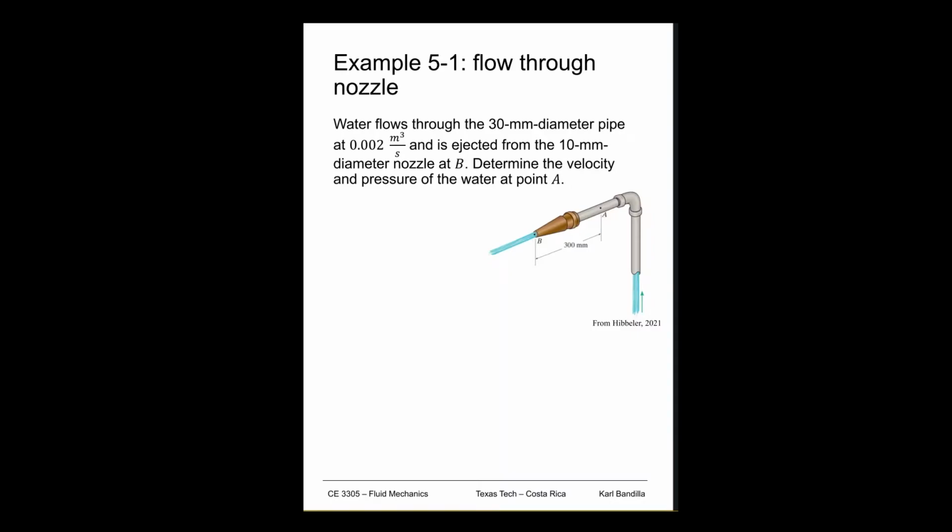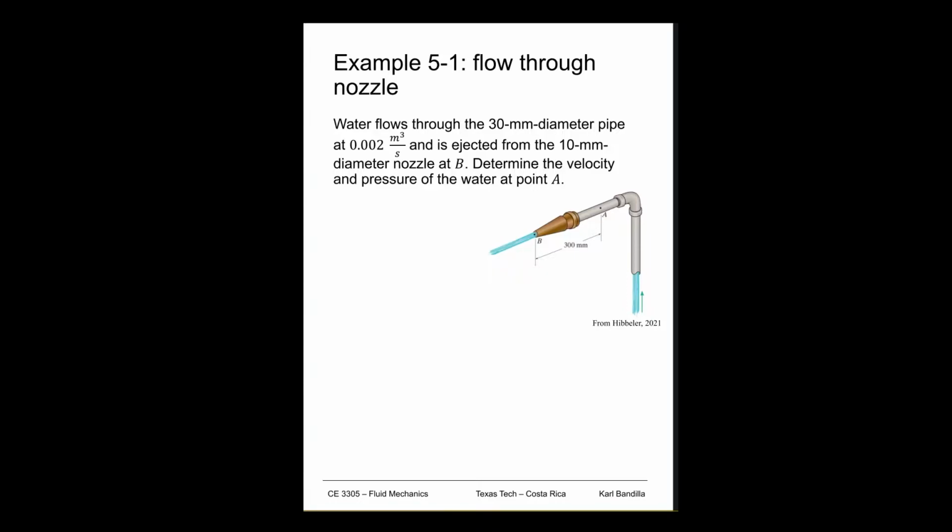This is example 5-1, flow through a nozzle. So we can see here we have a pipe that goes around a corner that has a nozzle on it. And we're given how much water is flowing through the pipe. That's the 0.002 cubic meters per second.